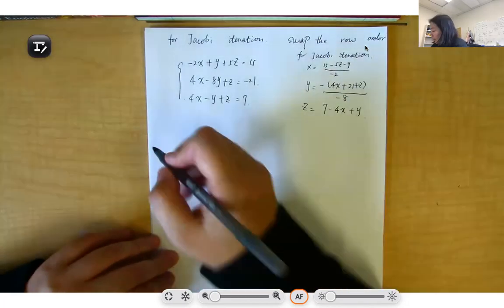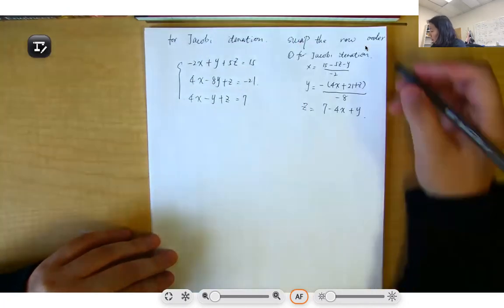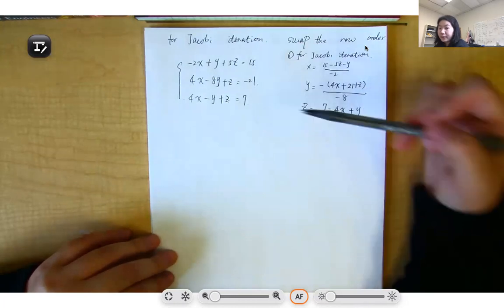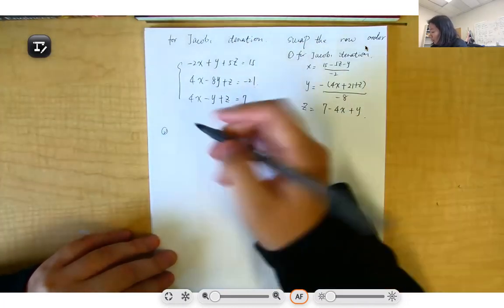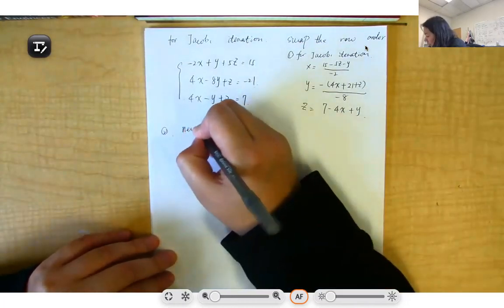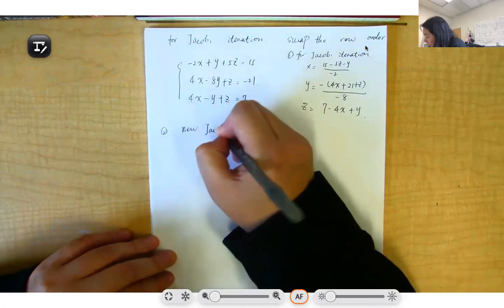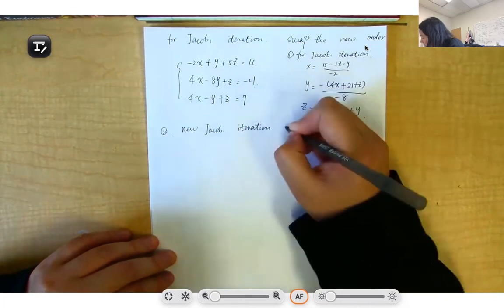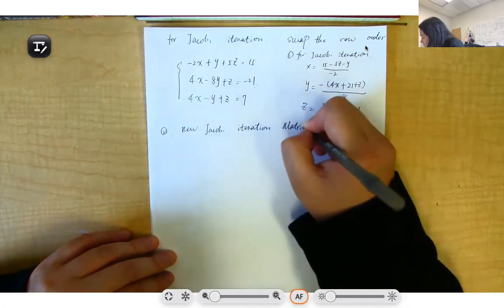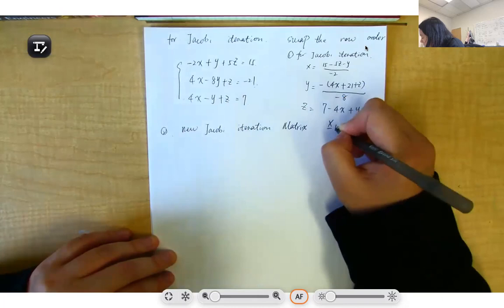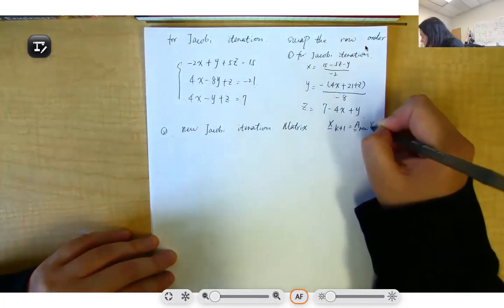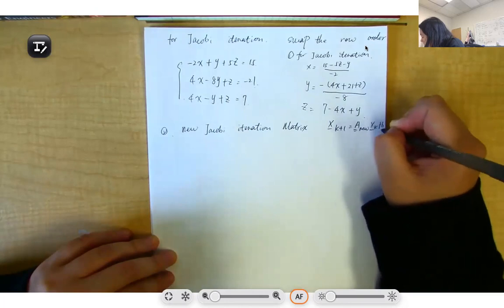So this is the first step, just trying to isolate the x, y, z from equations 1, 2, 3. Then the second step is trying to write the new Jacobi iteration matrices, which will follow the format x(k+1) equals A new times x(k), the current step, plus b new.